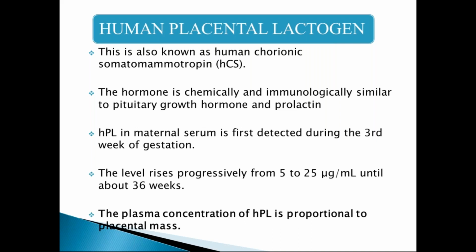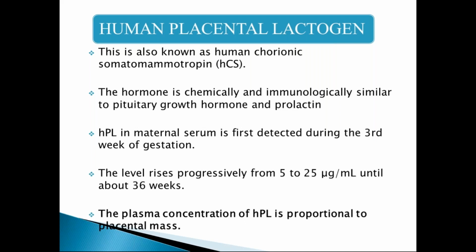HPL, human placental lactogen, is first detected in maternal serum by the 3rd week of gestation. HCG is detected by 8 to 9 days post fertilization. After the 3rd week of gestation, the HPL level progressively rises from 5 to 25 micrograms per milliliter until about 36 weeks. I'll show you in the graph in a later slide. HCG progressively rises up to 70 days, then slowly falls, then maintains a plateau, and then has a second peak at 32 weeks of gestation.